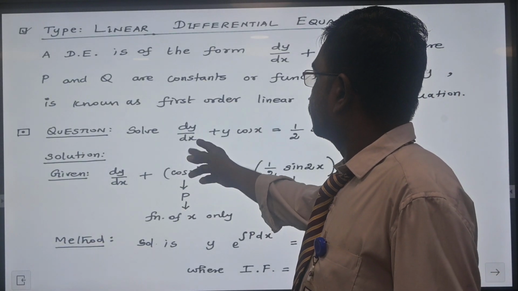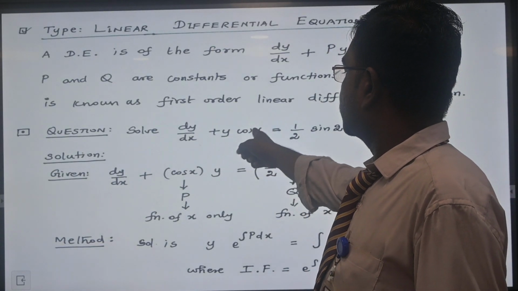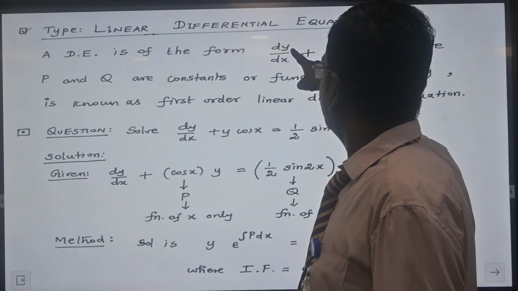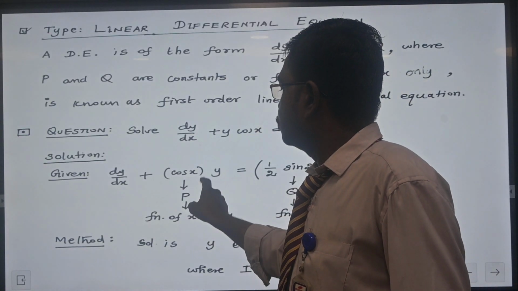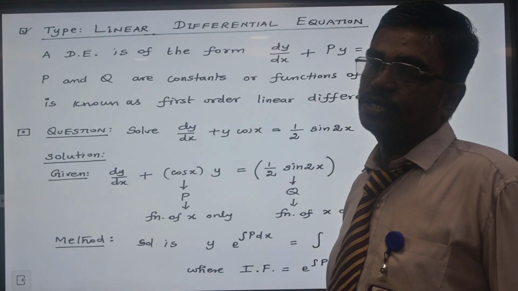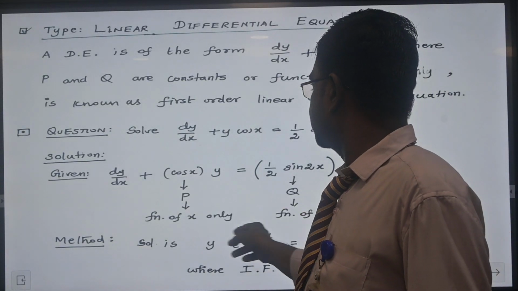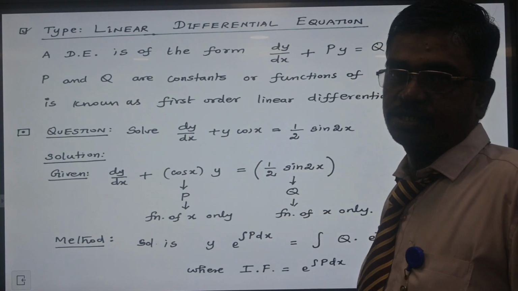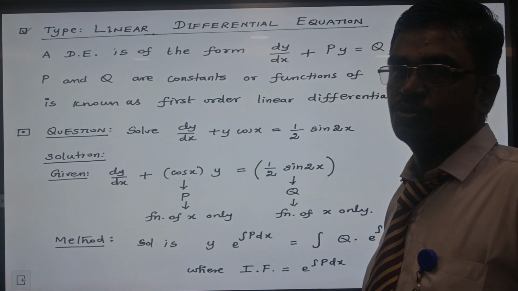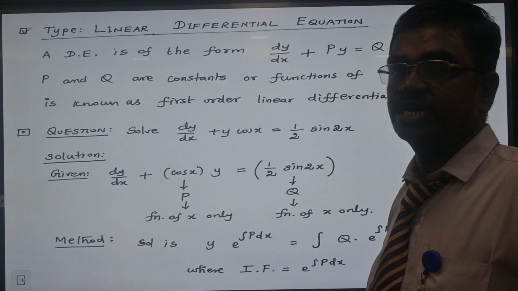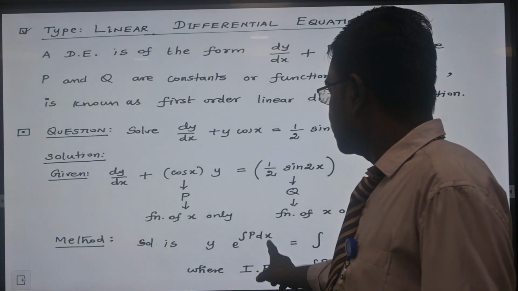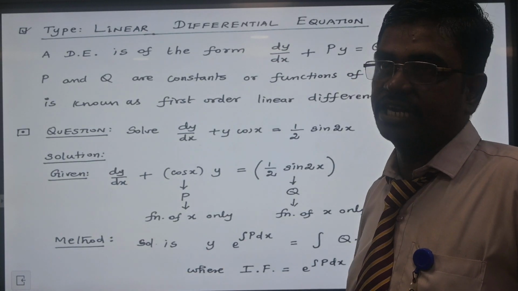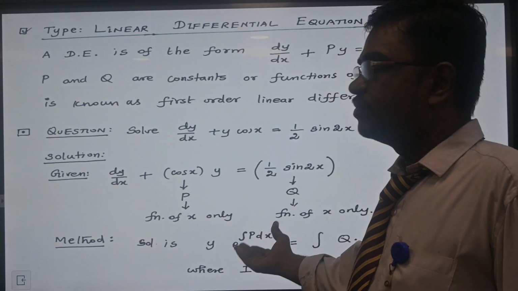Now for an example, dy by dx plus y cos x equal to 1 by 2 sin 2x. Comparing with dy by dx plus py equal to q, p value is cos x, q value is 1 by 2 sin 2x. Clearly p is a function of x, q is a function of x also. What is the solution format? y into e power integral p dx equal to integral q into e power integral p dx dx plus c. e power integral p dx is called the integrating factor. We first find the integrating factor and then substitute to get the solution.